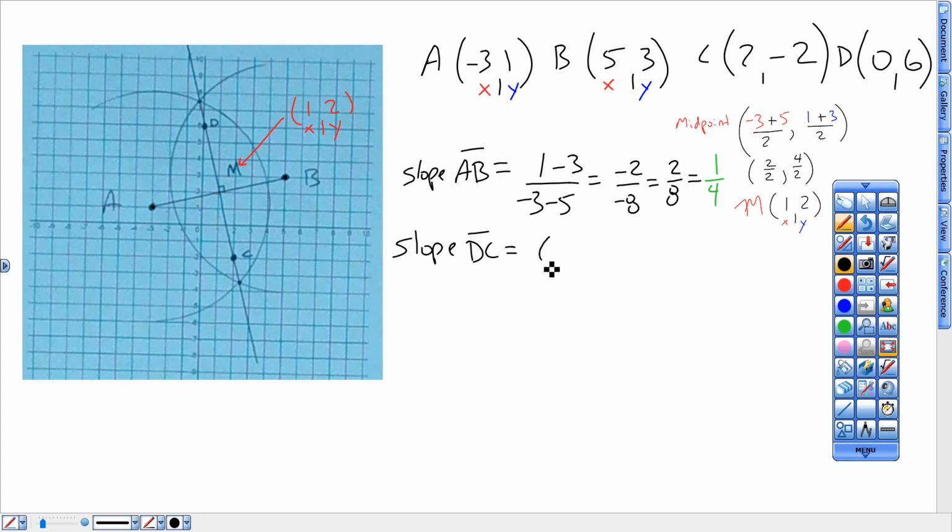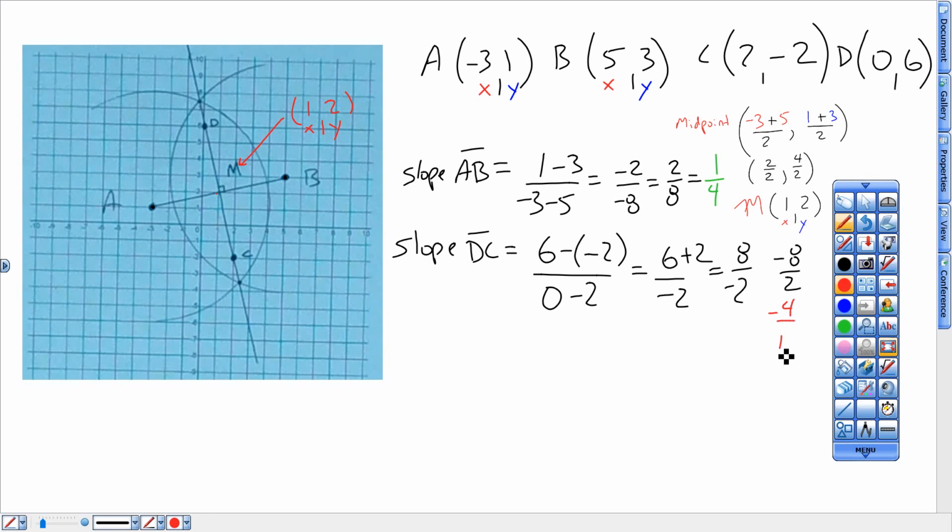If I do DC, 6 minus minus 2 over 0 minus 2, that gives me 6 plus 2 over negative 2, which is 8 over negative 2, which reduces to negative 8 over 2 if you want, or that negative 4 over 1, which is the opposite reciprocal. Look, those are opposite reciprocals. 1/4 versus negative 4 over 1. Opposite reciprocals, showing the math that supports my construction, forming a 90-degree angle there.